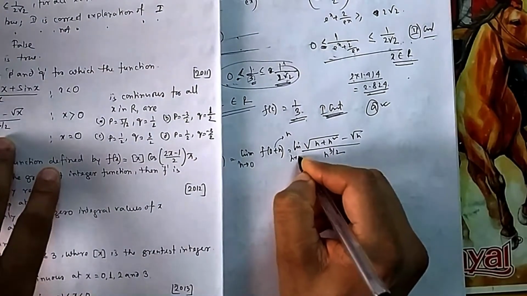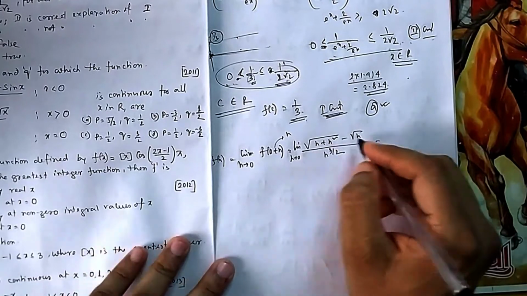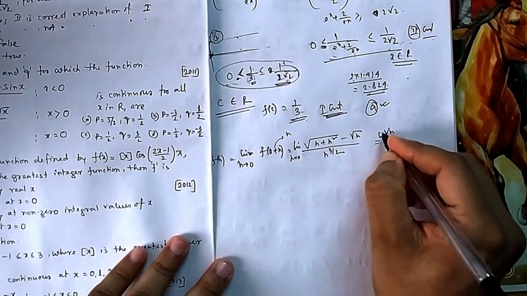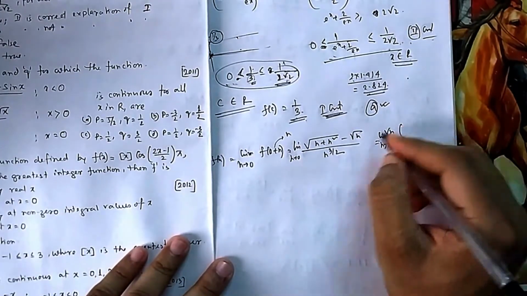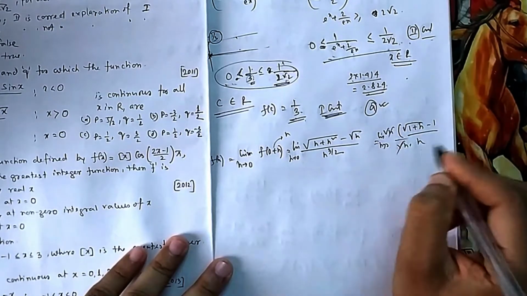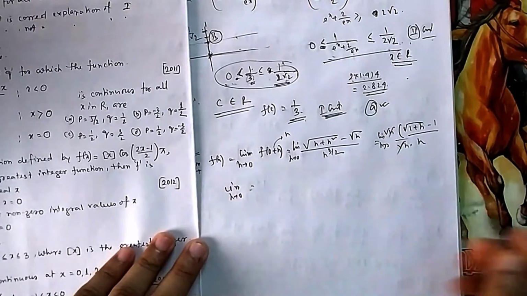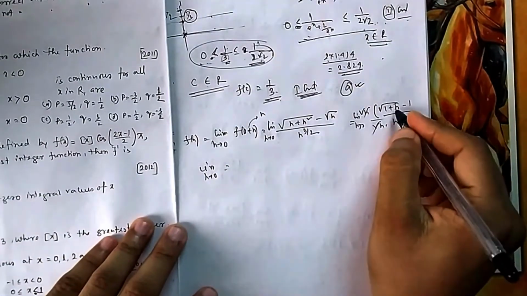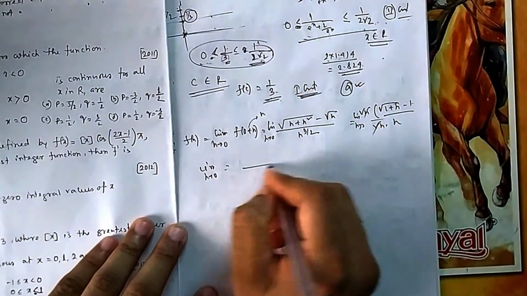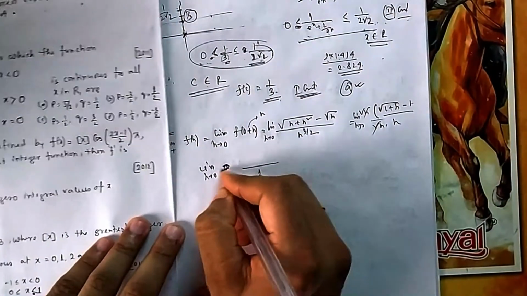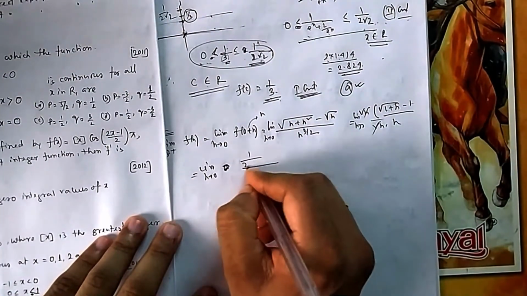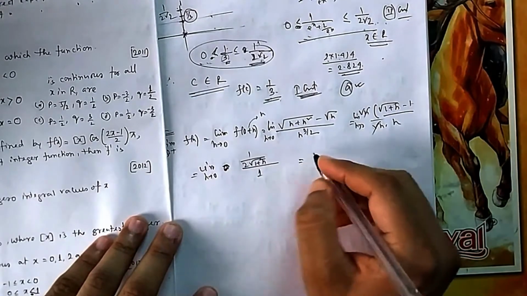And limit h tends to 0, you can take root h common, and in the denominator the root h gets cancelled. Then limit h tends to 0, you can differentiate anytime, because if you put h as 0, that is 1 minus 1, a 0 by 0 form. So I am applying L'Hopital's rule; if you differentiate, the denominator will be 1, and the differentiation of this one is this. Now if you put 0, it is half.